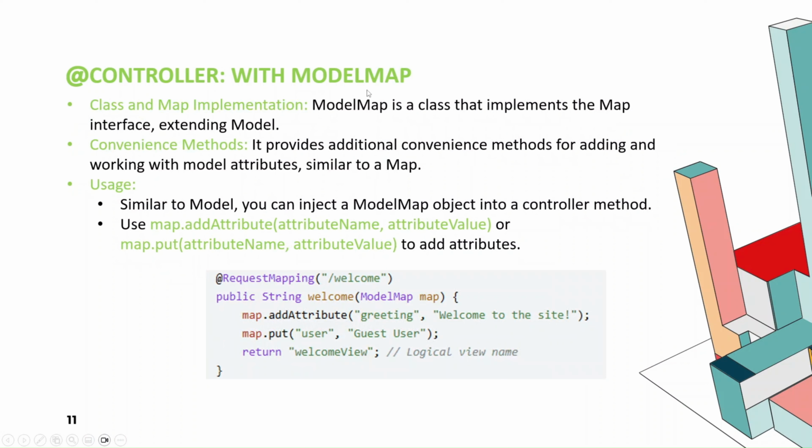Let's deal with the ModelMap. This is also similar to Model, but it's a class that implements Map and extends Model. By using this, we can add attributes and use them in the HTML. Basically we have two options: map.addAttribute or map.put. Both will work. Let's use this option.